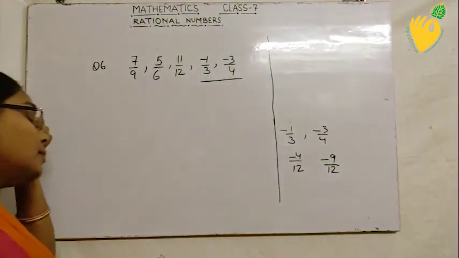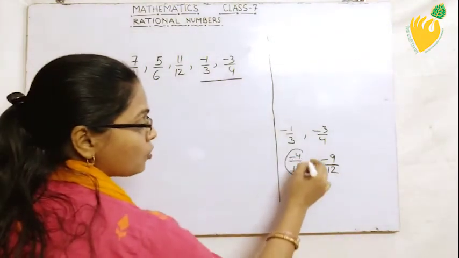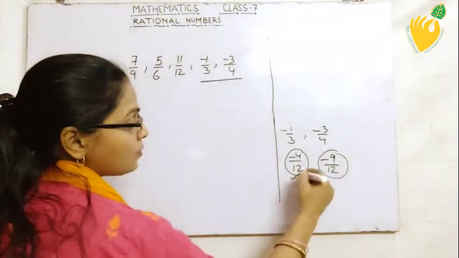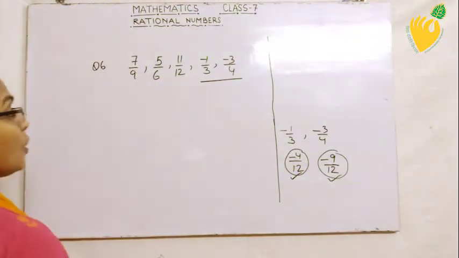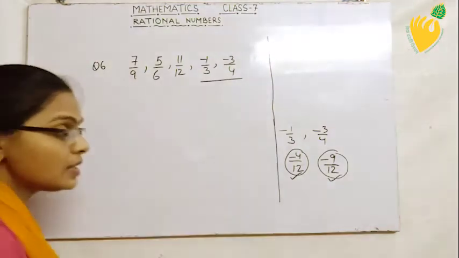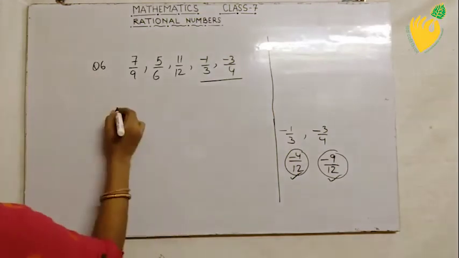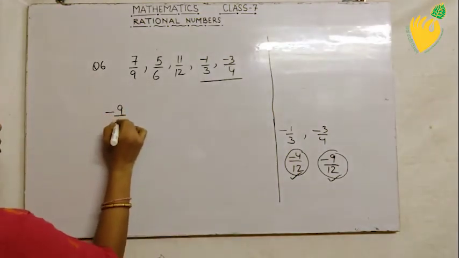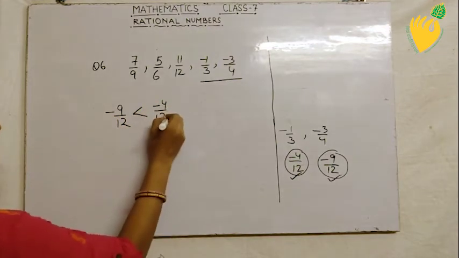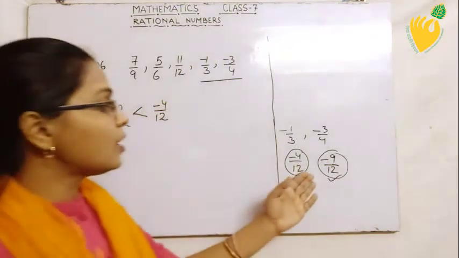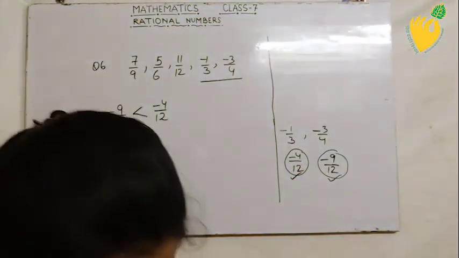Yes. So students, can you tell me which number is greater and which number is smaller? This number is much closer to 0 than this number. So this number will be greater and this one will be smaller, isn't it? So we have to write these numbers in increasing order. We will write first the smaller one: minus 9 upon 12 is smaller than minus 4 upon 12 because this is much farther from 0. This is much closer to 0.